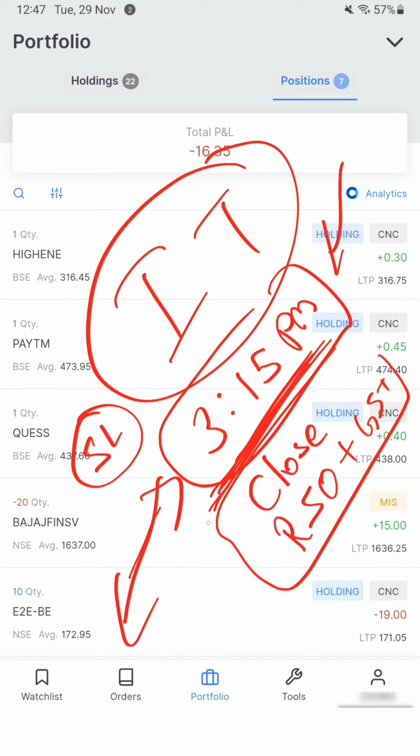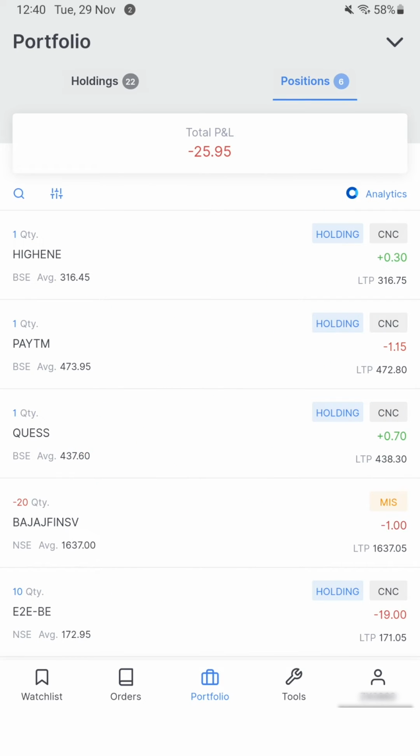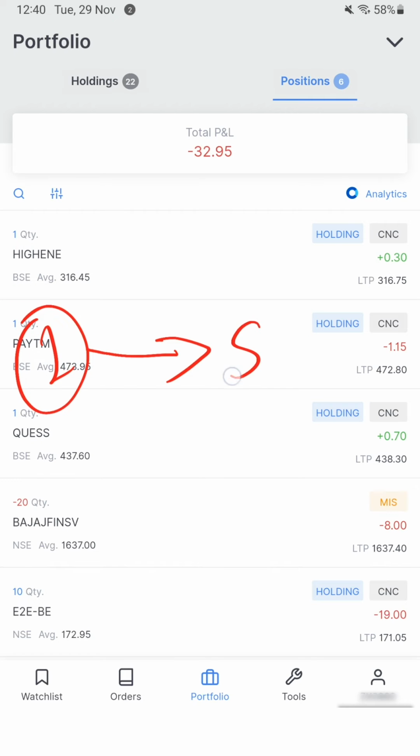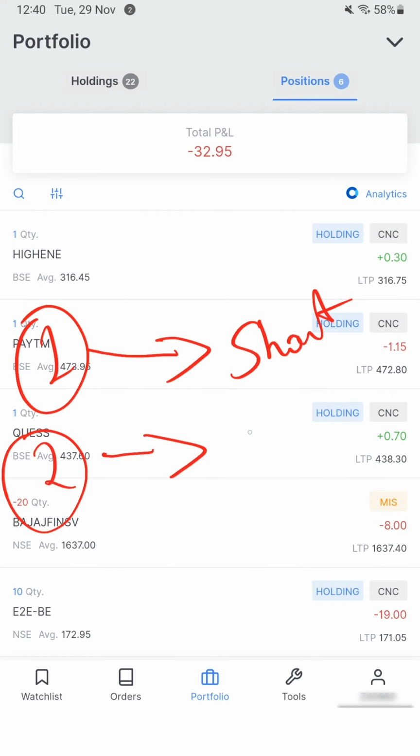and make sure that you follow the guidelines. Maybe this timing may change in the future, but this has been 3:15 p.m. for a while. Now friends, what you just saw over here is that I first took a short position and then I placed a second trade and I added a stop loss.